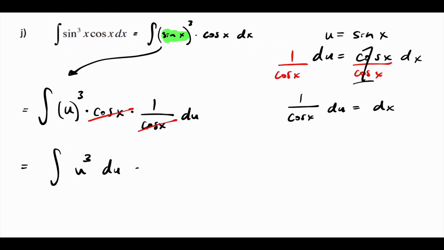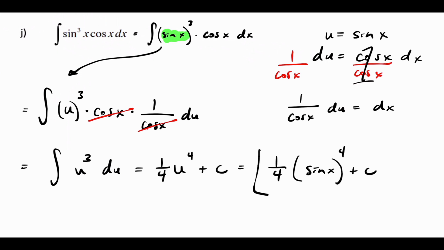Okay. All right. So now we do the antiderivative. So add 1 to the power, divide by that new power, plus c. Move everything back in. And you're done.